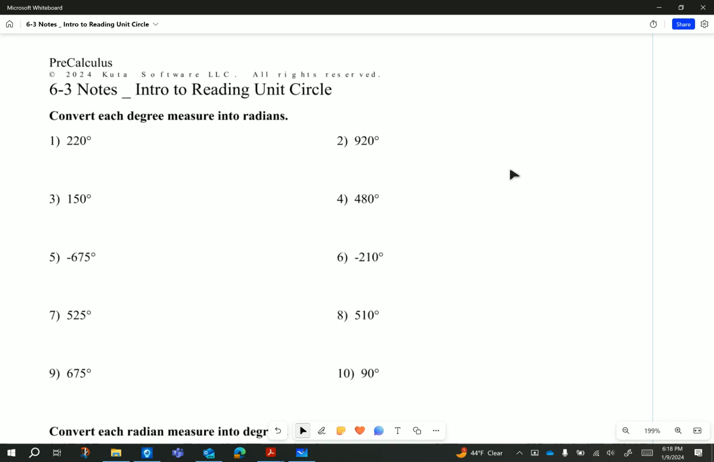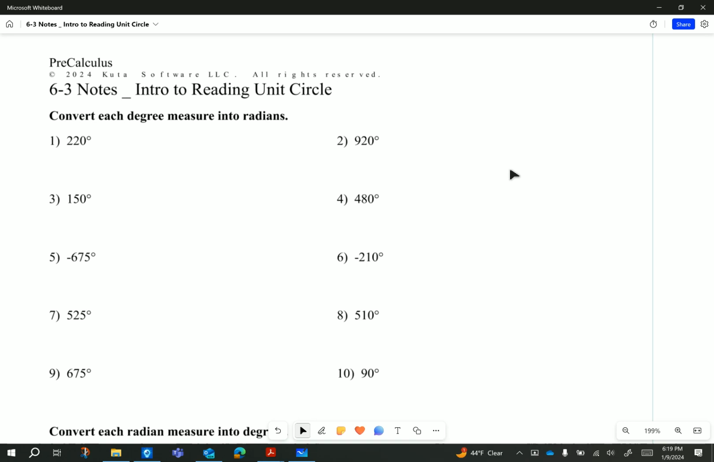Okay, 6.3 notes is over the introduction to being able to read the unit circle, but we are going to have some building blocks before we start reading the unit circle, and we are going to begin this introduction by learning how to convert degrees of measurement into radians and vice versa.